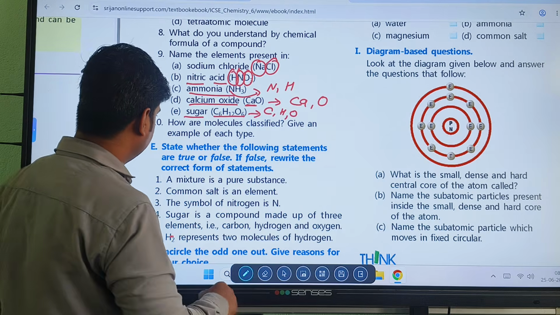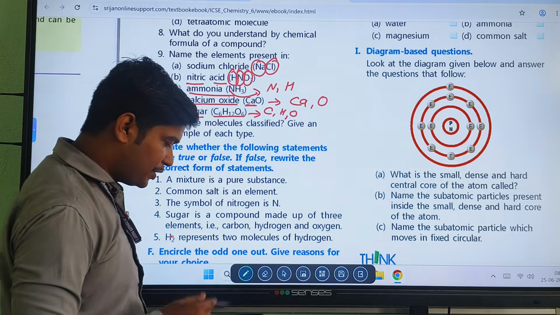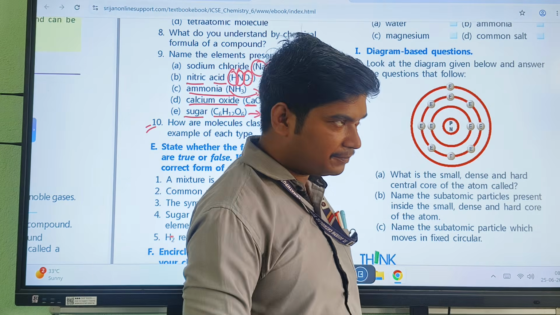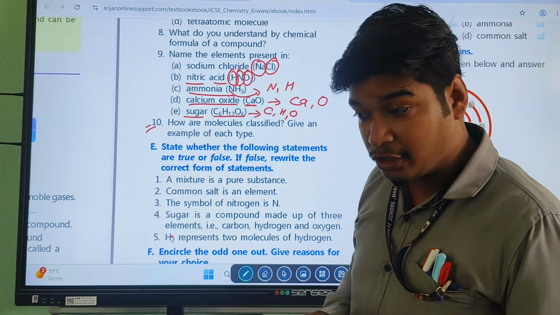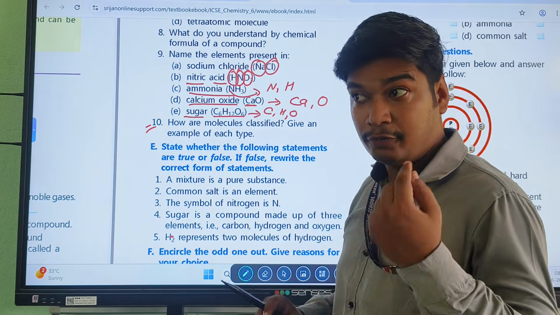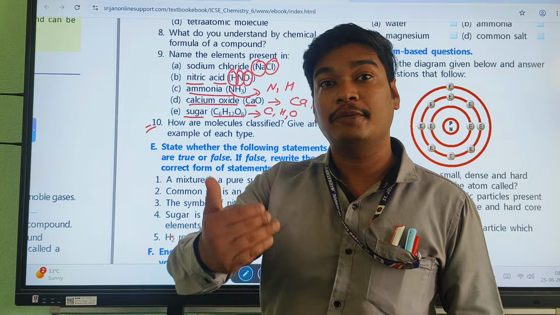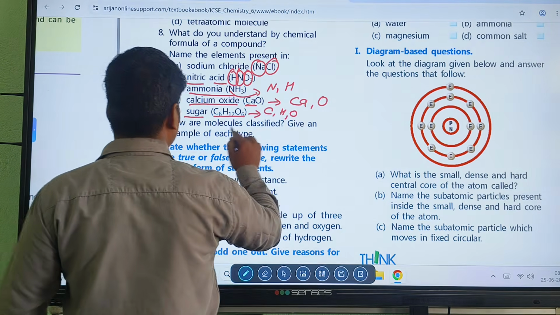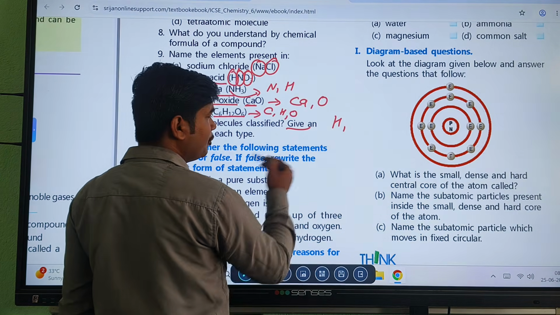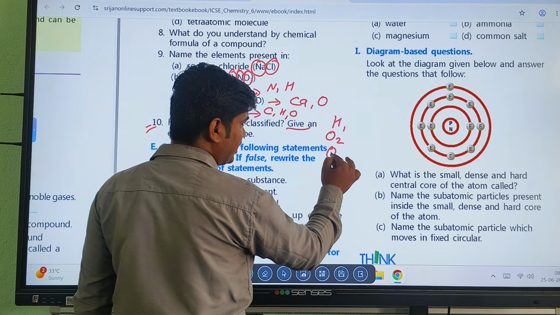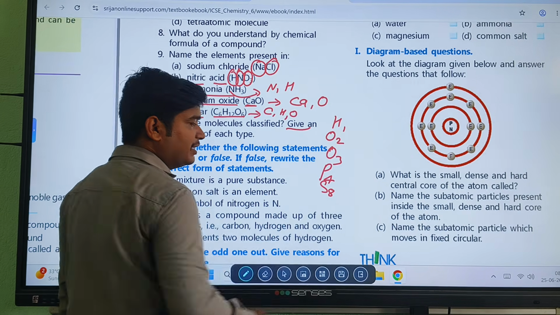Now come to question number 10. How are the molecules classified? Give an example of each type. Molecules are classified into four categories: monatomic, diatomic, triatomic, and tetratomic molecule. But one more category is that if the atoms in the molecule are more than 4, then it comes under polyatomic molecules. Here it is written, give the example of each type. Suppose I have taken this for monatomic, this for diatomic, this for triatomic, this for tetraatomic. For polyatomic molecule, you can write here S8.